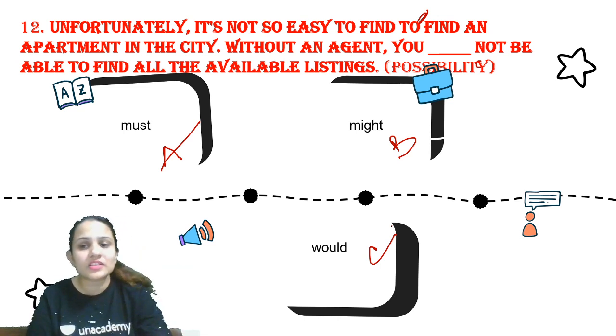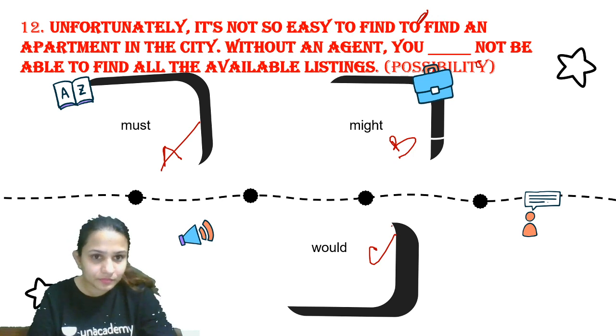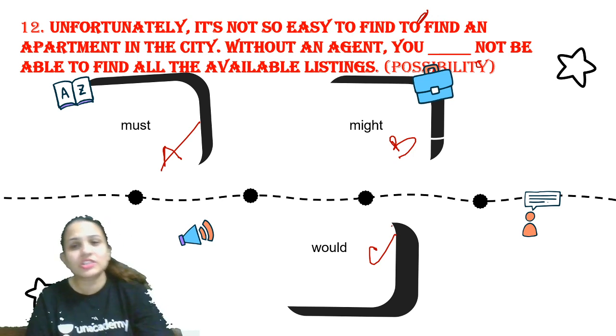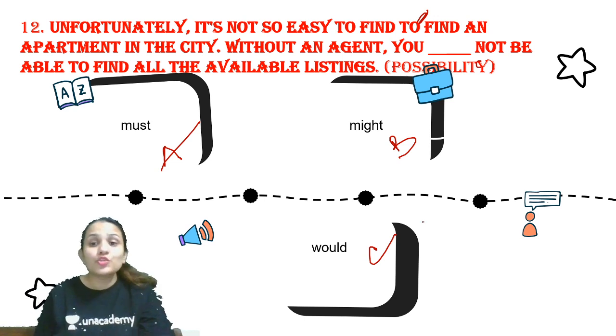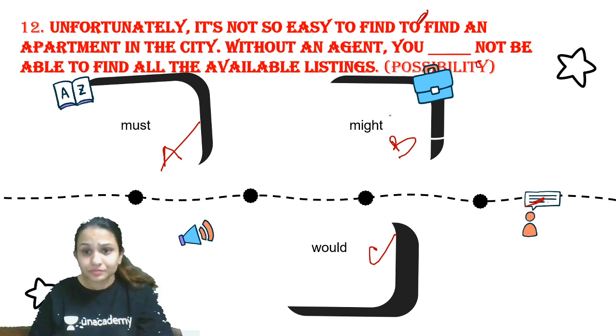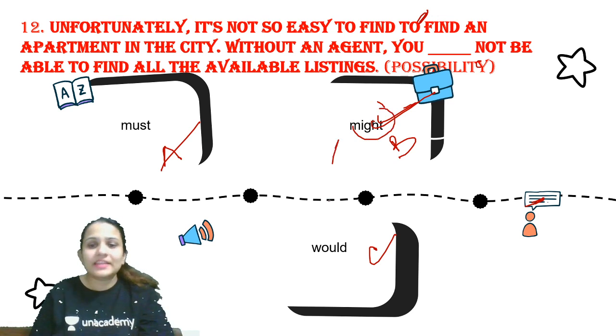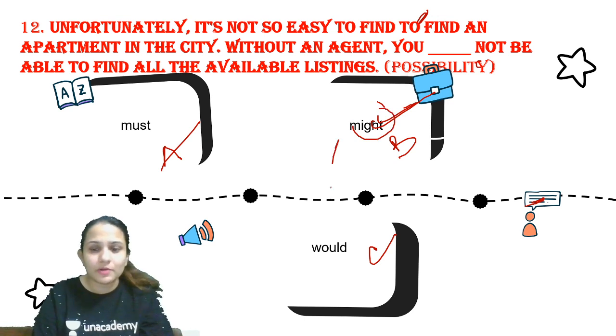Use the modal of possibility. Unfortunately, it's not easy to find an apartment in the city without an agent. You might not be, because might is used for possibility. So you might not be able to find all the available listings.